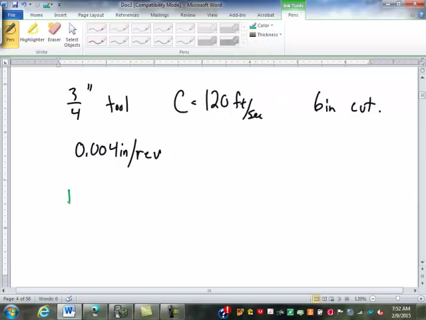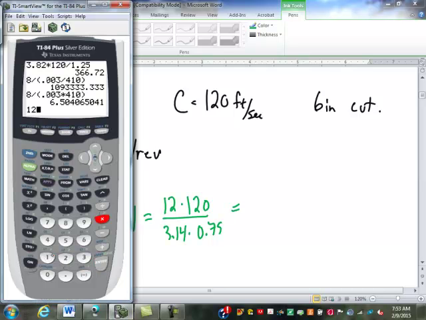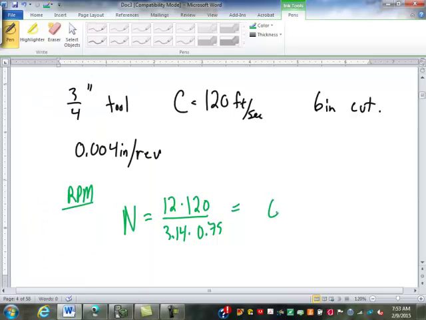So anyway, the first thing we need to figure out is RPM. So we're going to find the RPM by doing what? 12 times the cut rate over pi times the diameter. So 12 times 120 divided by, remember putting the parentheses, 3.14 times 0.75. And there we go. 611 RPM. What do we do with that?